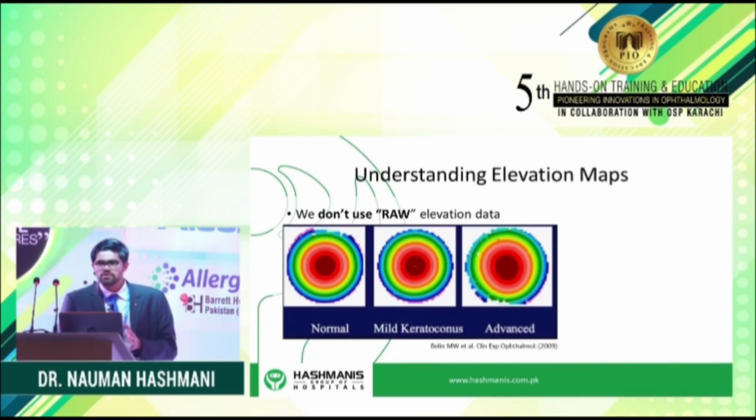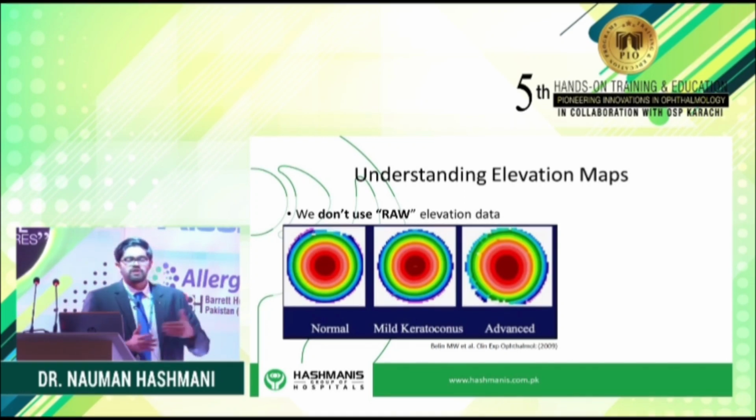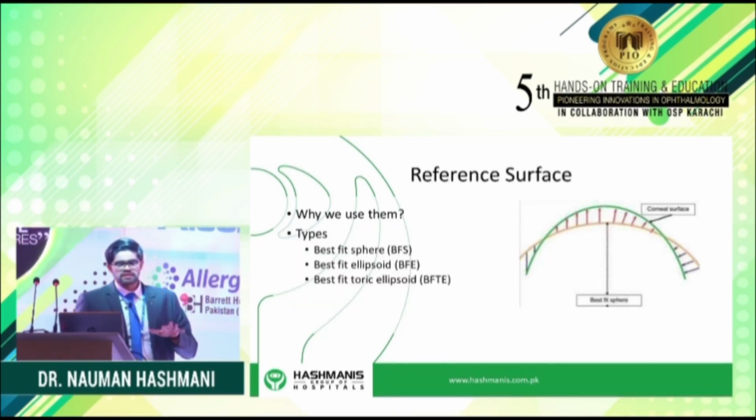They look very similar. You're going to miss a lot of stuff there. So what do we do with the elevation data? We're going to put something called a reference surface. Now there's three types of basic reference surface that are currently in use. So you've got the best fit sphere, the best fit ellipsoid, and the best fit toric ellipsoid.